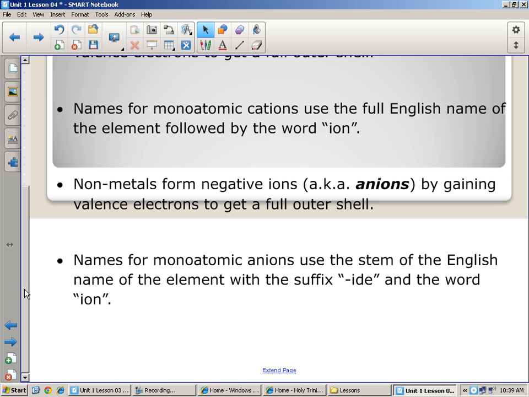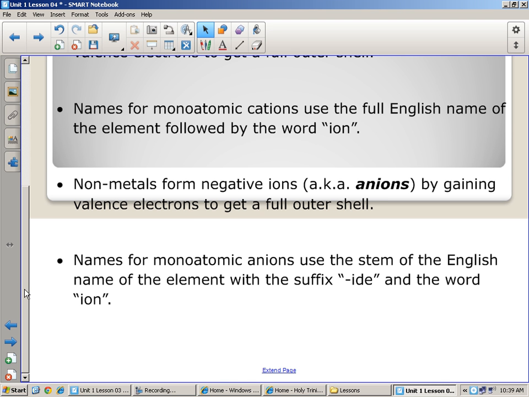Nonmetals form anions by gaining valence electrons to fill their outside shell. The name for the anion has to change a little bit. So when you look at your periodic tables, which of course you have already, because it's chemistry, when you look at the nonmetal ions, the name has to change. So things like, for example, fluorine. Well, if I say fluorine, I'm talking about the neutral atom. If I drop the ending and put an "ide" on the end, I'm talking about the ion. Fluoride ion. Okay? So fluorine, fluoride.